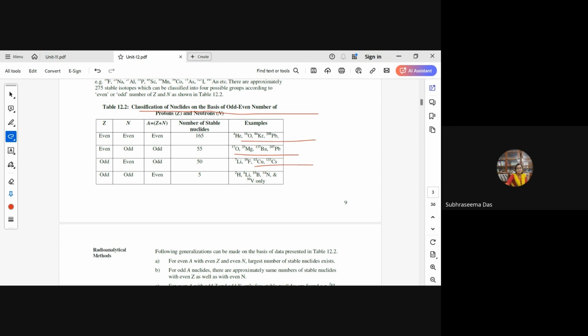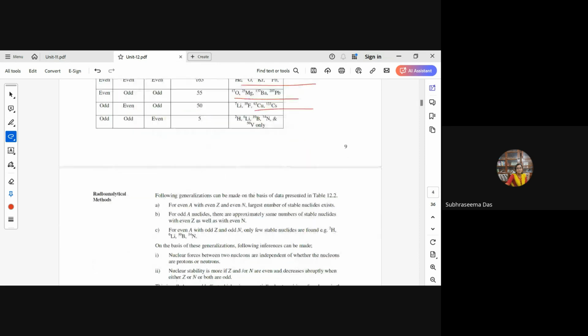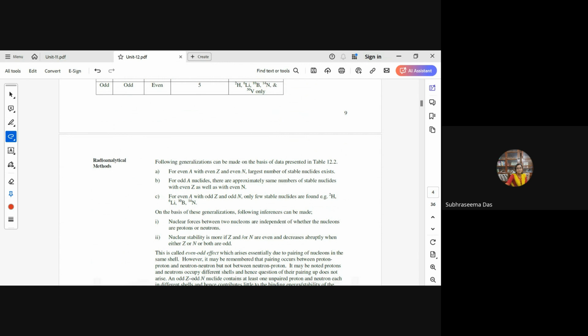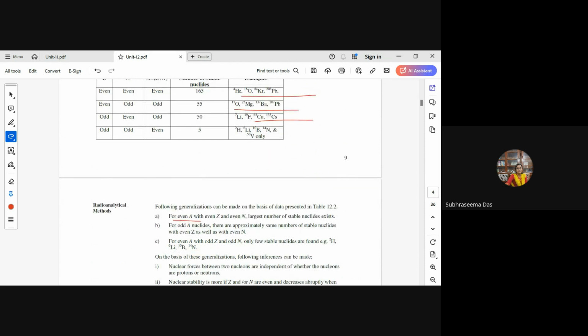So from this table we come across a few generalizations from table 12.2. Looking into table 12.2, we find that when A is even, with Z even and N even, the largest number of stable nuclides form with this combination. If we look into table 12.2, when Z is even and N is even, A is even, and the number of stable nuclides comes out to be the greatest in this case.